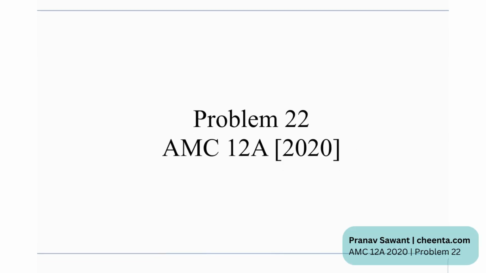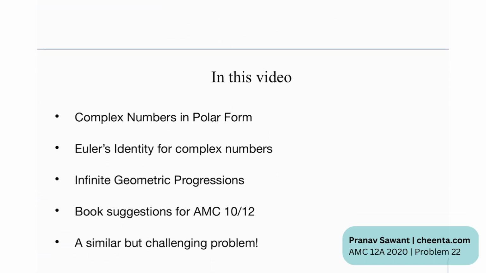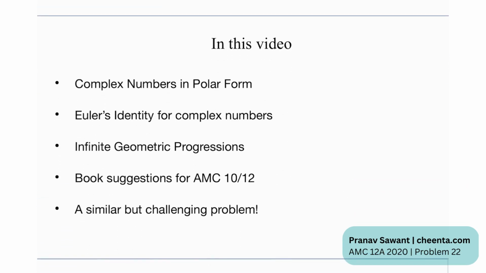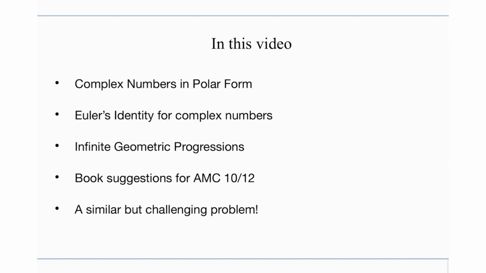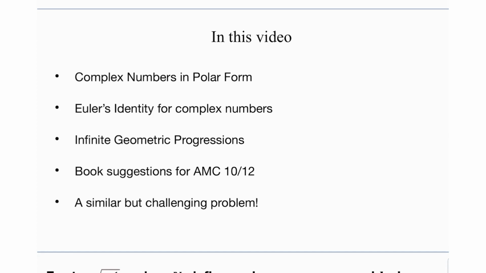This is problem number 22 from the AMC 12A in the year 2020. And in this video, we're going to talk about how complex numbers look in polar form. So we've talked a little bit about complex numbers in their standard form x plus iy, but we're going to see how we can convert any complex number in the form x plus iy to its polar form, right? So we're going to involve theta and our polar coordinates a little bit. And then we have Euler's identity for complex numbers, a really fascinating equation. Then at the very end we're also going to talk a little bit about infinite geometric progressions, and obviously we have book suggestions for AMC 10/12 and a similar but challenging problem.